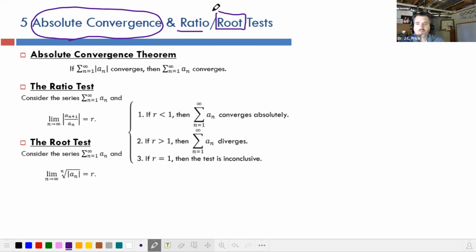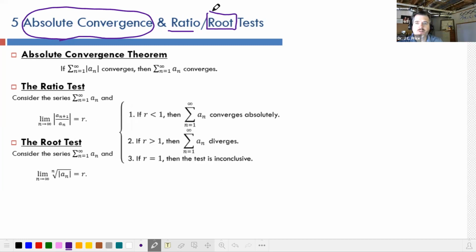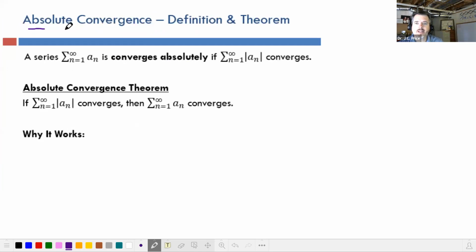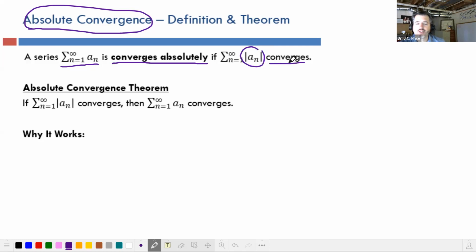Let's talk about absolute convergence first, what the heck it is and why it's important. So what is absolute convergence? Here's our series, the sum from n equals 1 to infinity of the a sub n's. This series is said to converge absolutely if the sum of the absolute values converges.